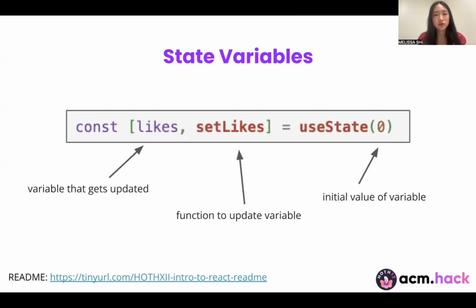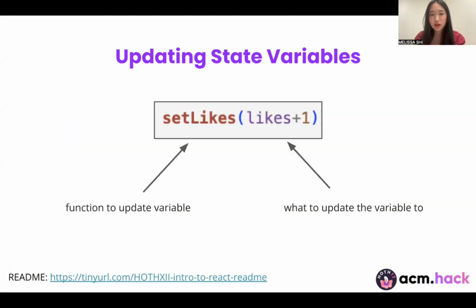State variables are variables that can be updated when the state changes. So this is the syntax for it. We do const [likes, setLikes] = useState(0). likes is the variable that gets updated, and setLikes is the function to update the variable. And this initial value could be anything, but in our case it will be zero because it starts off with 0 likes.